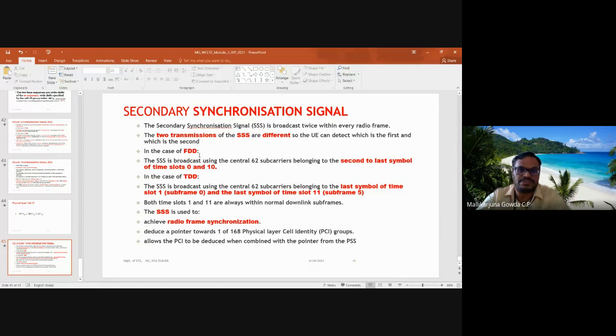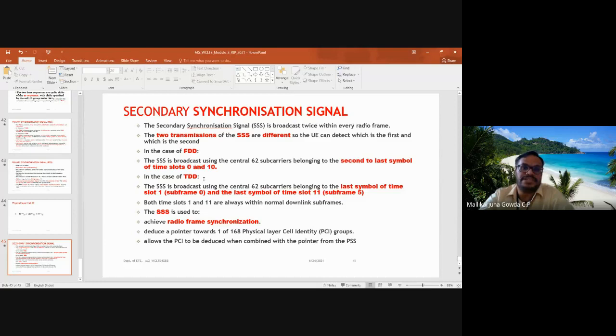With respect to FDD and TDD, let us see what that is. In case of FDD, the secondary synchronization signal is broadcast using the central 62 subcarriers belonging to the second to last symbol of time slots 0 and 10. As I said, next to PSS is the secondary synchronization signal. If that is the case, you will be able to get the clarity.